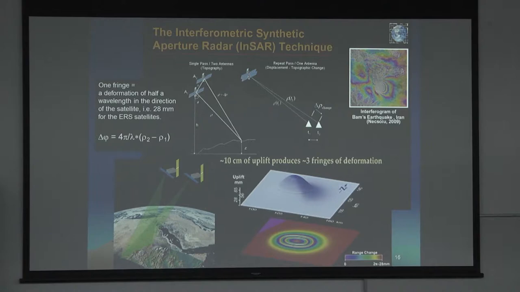For example, for the European satellite ERS, each fringe of deformation represents around 20 millimeters of deformation. And what we are documenting is a deformation in this direction. It means in the direction the satellite is looking at the point on Earth. And so usually it's slightly oblique. So the deformation you get is not horizontal, nor vertical, but just a mix of the two.